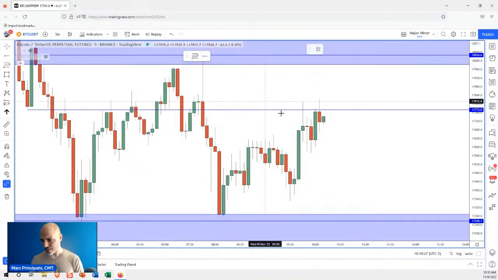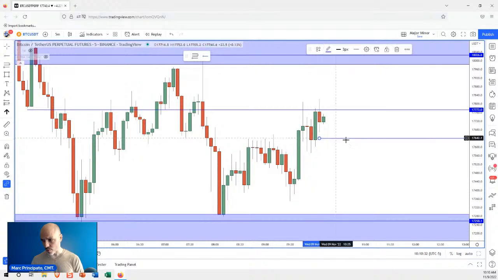17,650. All right, it's not the exact price, but it's always a good idea to give it a little more room. Let the market work, because this thing can be noisy, right? That's the place to go short based on this idea.